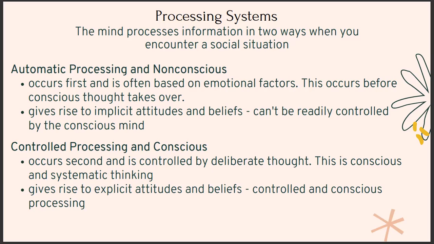Okay, so now let's go into controlled processing, or conscious processing. This occurs second and is controlled by deliberate thought. This is conscious and systematic thinking. It gives rise to explicit attitudes and beliefs. This is controlled and conscious processing.